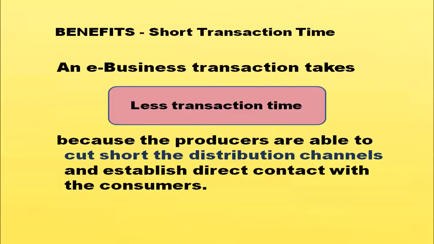E-commerce also shortens transaction time. That is, less transaction time is required with the help of e-business transactions, because the producers are able to cut short the distribution channels and establish direct contact with the customers. The manufacturer is directly linking with the customers, or distributors are directly linking with the customers. You can eliminate all types of middlemen in the case of e-business.